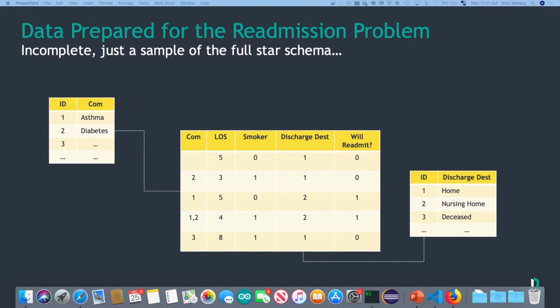So it's a list of values. Every column has a list of values. And then there is a smoker column that is a binary value, 0 or 1. You either are a smoker or not. And then the discharge destination: the patient has been sent home, sent to a nursing home, or has died. And then that column, will readmit. So we have many more columns.